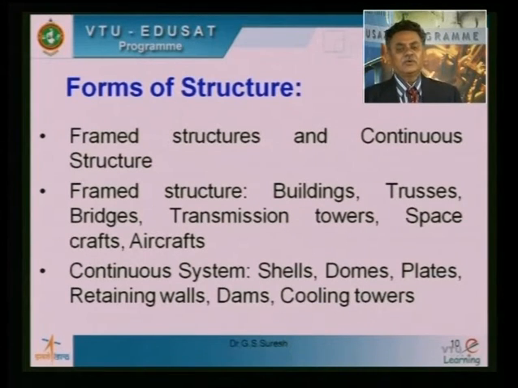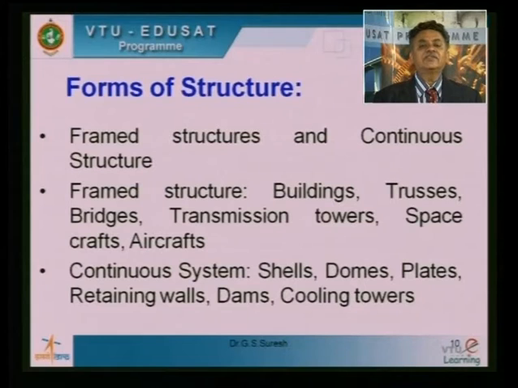Also, we need to provide, along with the frames, continuous systems like the slab, or if it is curved, we call it a shell. A curved slab is called a shell, or it may be a dome, or we also call it plates. And whenever we are building any underground structure, we need to support the soil so it does not fall inside the building. That structure is called a retaining wall. To retain water, we build a wall called a dam. Then in thermal power plants, to condense the steam, we use cooling towers. All this comes under the continuous system.